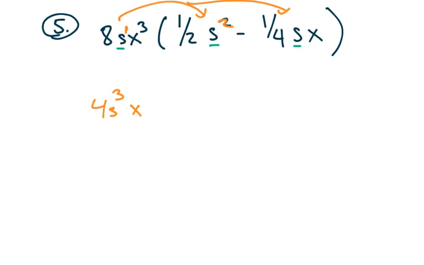x to the third times just not another one. So I'm just going to say x to the third. On the other side, 8 divided by 4 is 2. Watch that sign. So it's negative 2. S to the 1 times s to the 1 is s squared. X cubed times x to the 1 is x to the fourth. Remember, we're just adding. 1 plus 1 is 2. 3 plus 1 is 4.